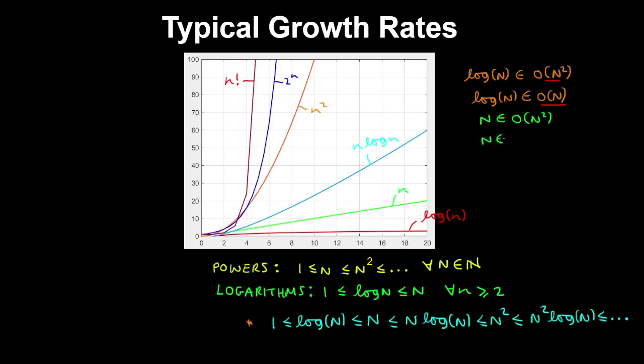and n is also O(n). And that's because of the equal sign in the inequality. So we know that n is less than or equal to n for all n.